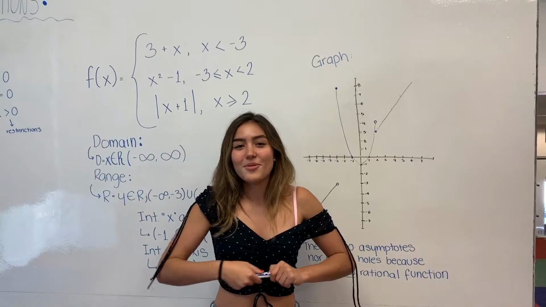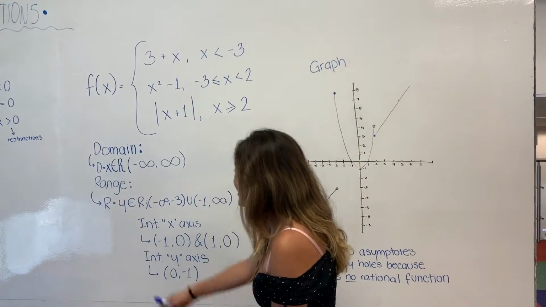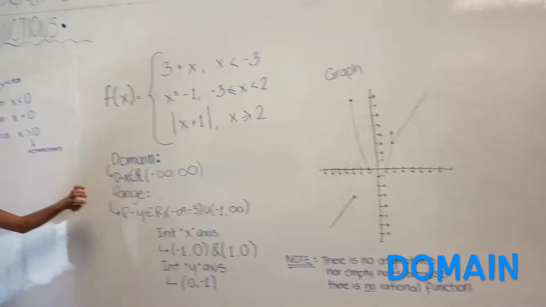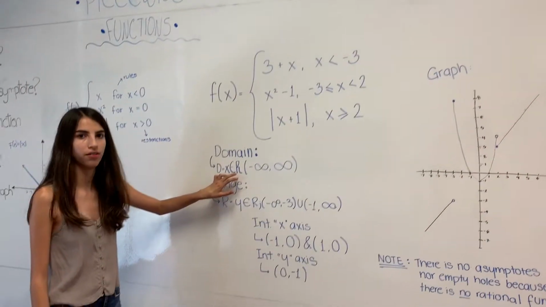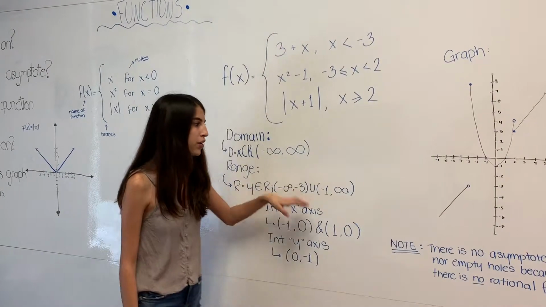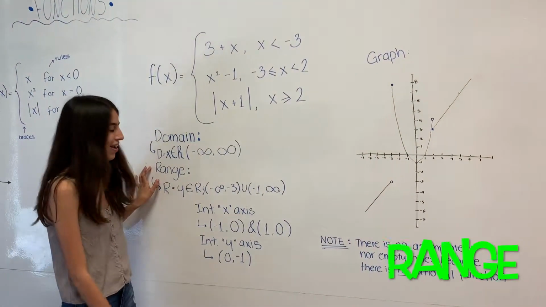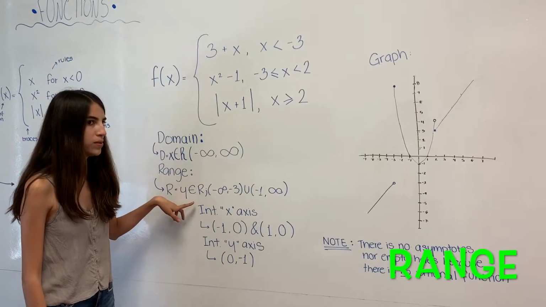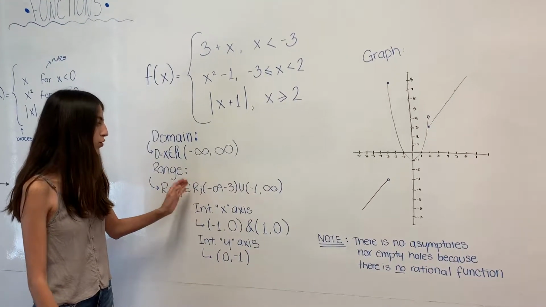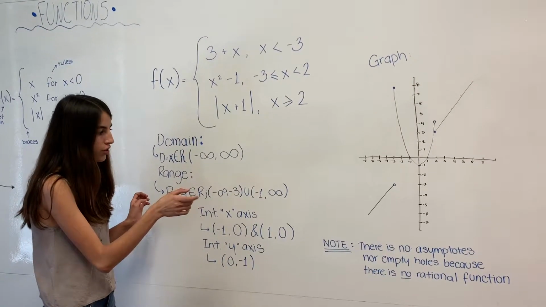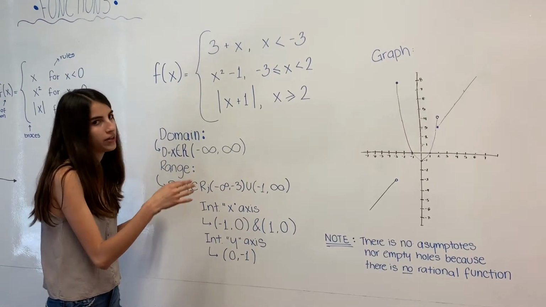In this case, our friendly set is going to come and join us to tell us the domain and the range. So for the domain, x is a part of the real numbers and it goes from minus infinity to infinity. For the range, y is a part of the real numbers and it goes from minus infinity to minus 3 not included, union minus 1 not included to infinity.